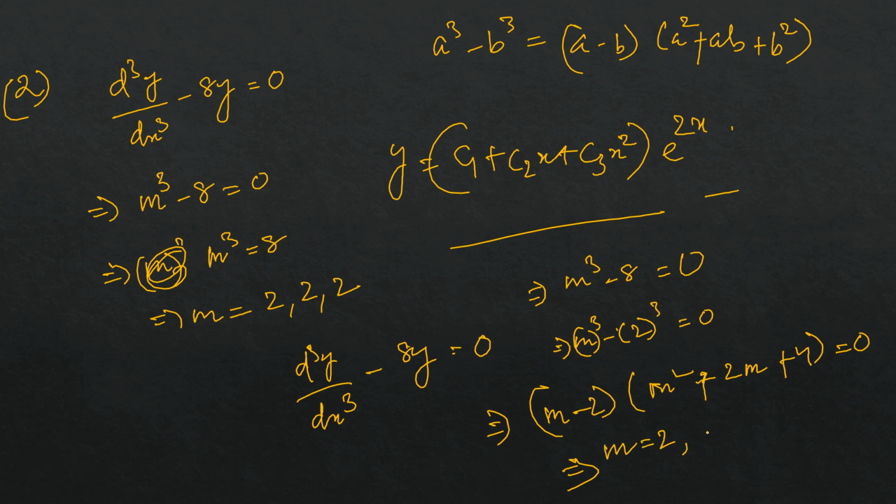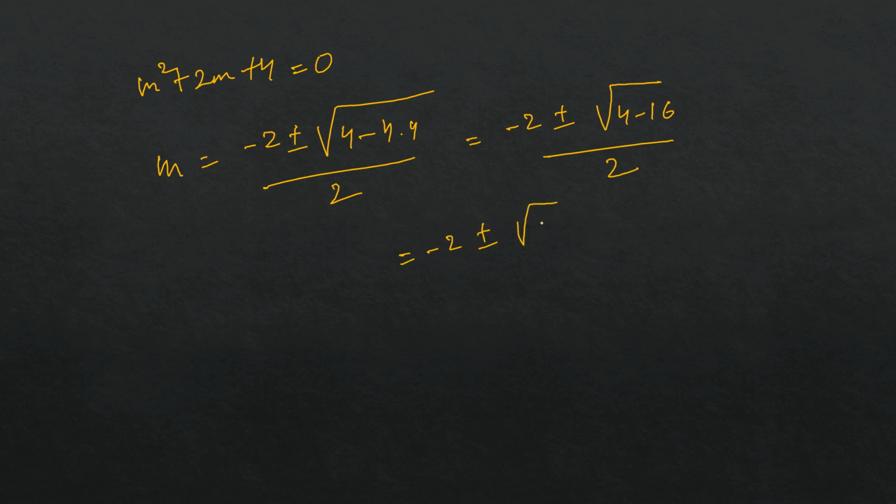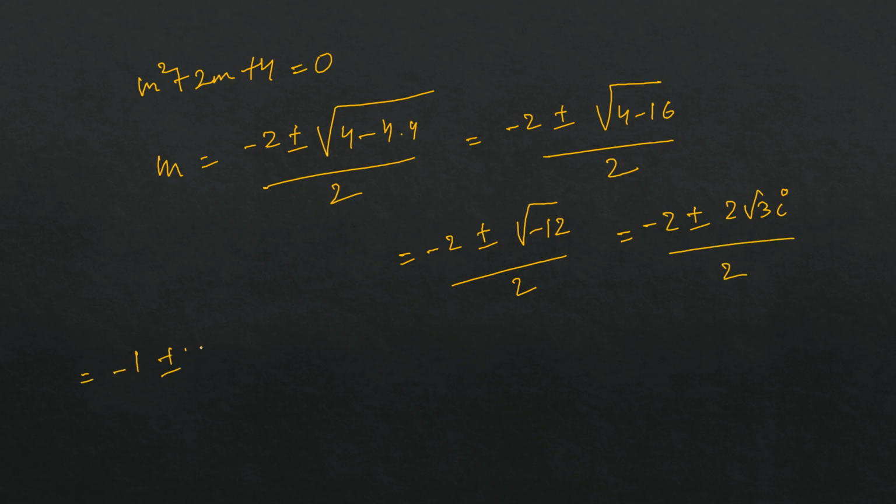So m is equal to 2 is one value. Another one is m square plus 2m plus 4 is equal to 0. m is equal to minus b plus or minus root of b square minus 4ac, divided by 2a. So minus 2 plus or minus root of 4 minus 16, by 2, which is minus 2 plus or minus root of minus 12 by 2, which is minus 2 plus or minus 2 root 3 i divided by 2. That is minus 1 plus or minus root 3 i.